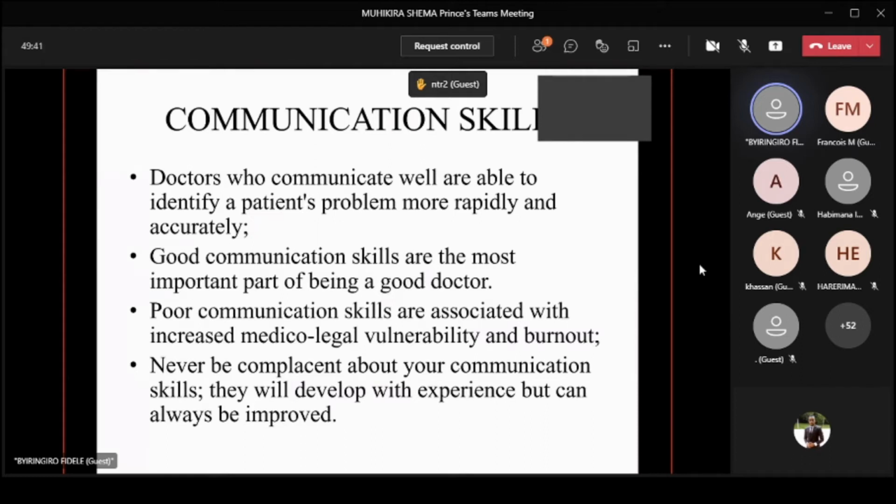Here I can guarantee you that whenever you touch a patient, you are touching a file in the court. That means if you treat the patient well, it's okay. The patient will thank you. But if you treat the patient wrongly, be sure that the patient can sue you at any time. And when they sue you, problems start. So always bear in mind that poor communication skills may bring you problems, and never be complacent about your communication skills. They will develop with experience, but can always be improved over time.